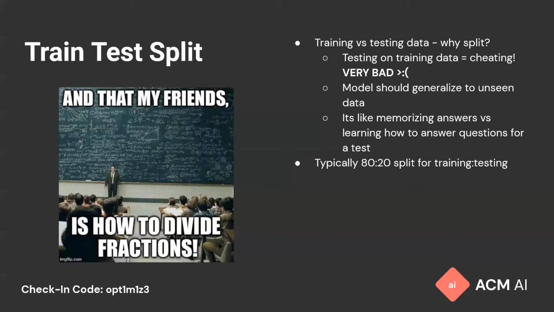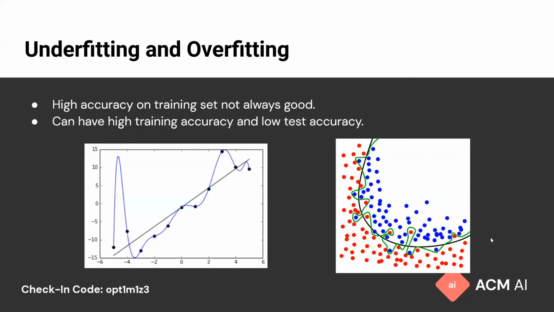Usually we split the data set into 80% training and 20% testing. For example, if you have a data set of 100,000 images, then under the split, 80,000 of those would go to training and 20,000 would be used during testing. Next slide, please.